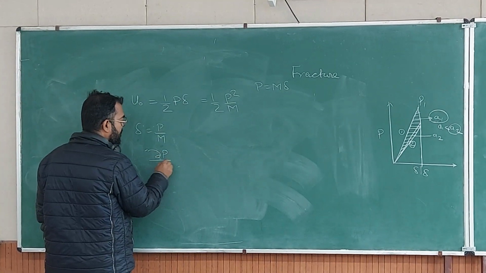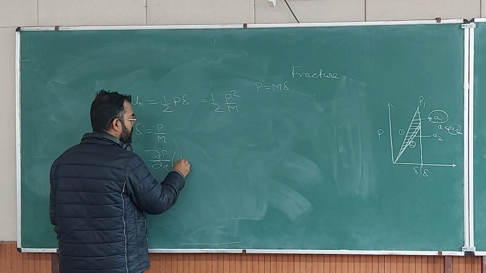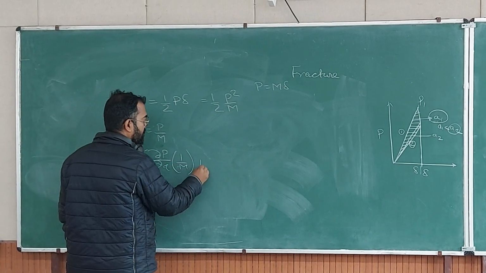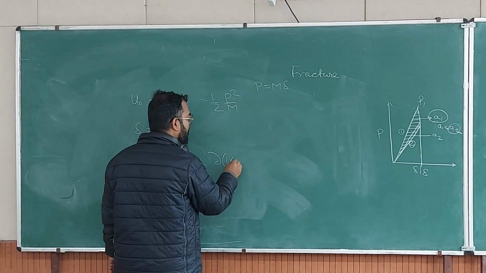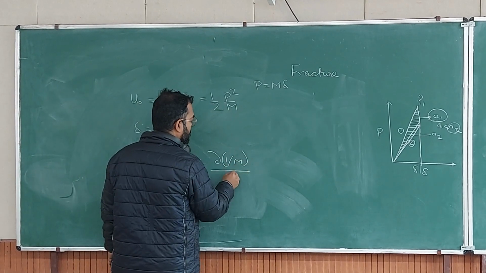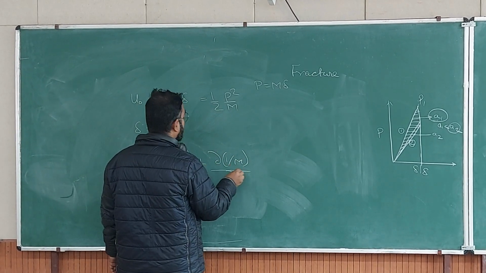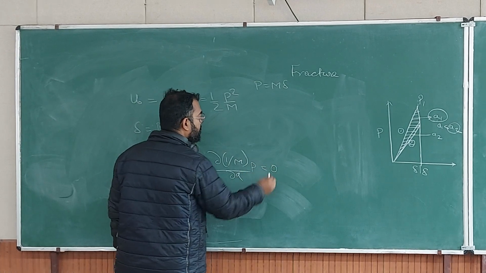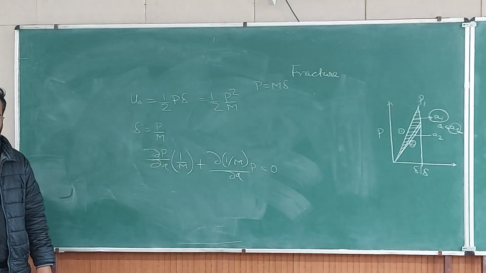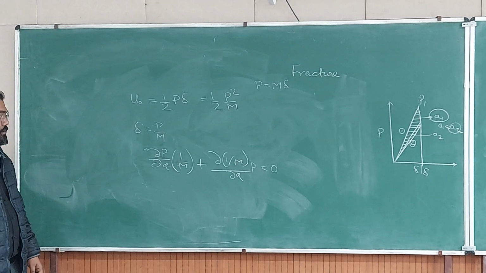So do the differentiation. What will that be? Del P by del A times 1 by m, plus del of 1 by m by del A, and then you will have P here, right? That is going to be 0.